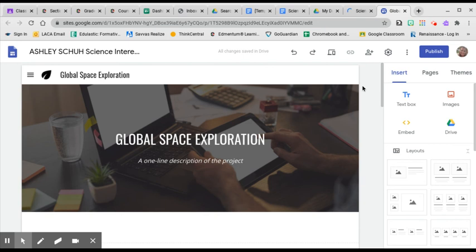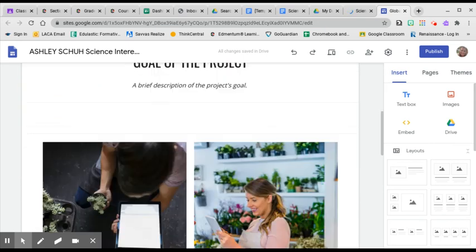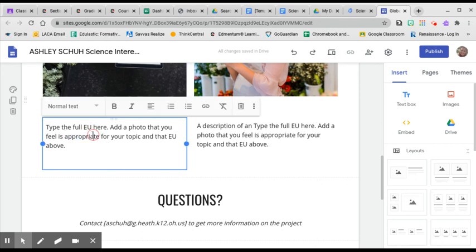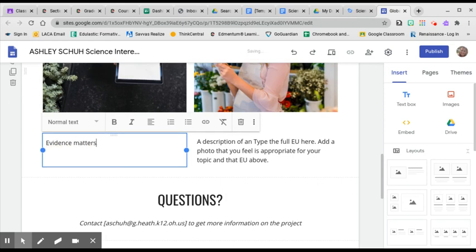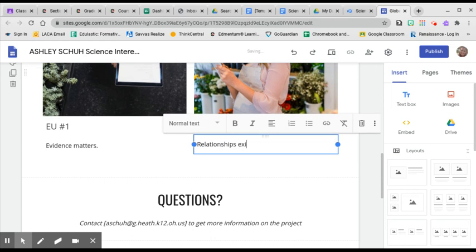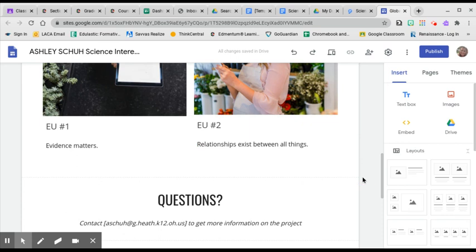On your homepage, down here where it says type the full EU here, add a photo that you feel is appropriate for your topic and that EU. Above it, you would write, like for me, I picked evidence matters, so I would just write the sentence there. And then this one, relationships exist between all things. I'm going to find pictures later.